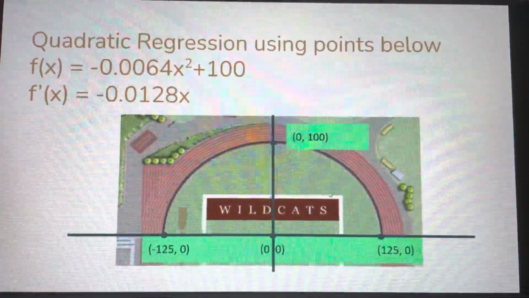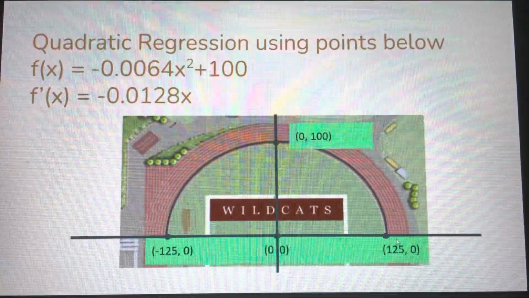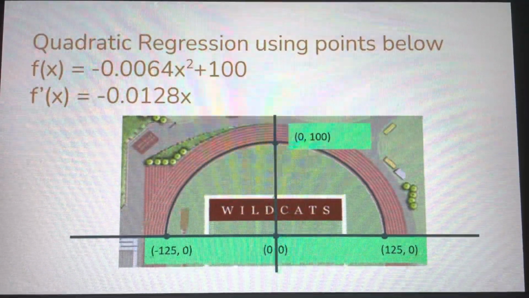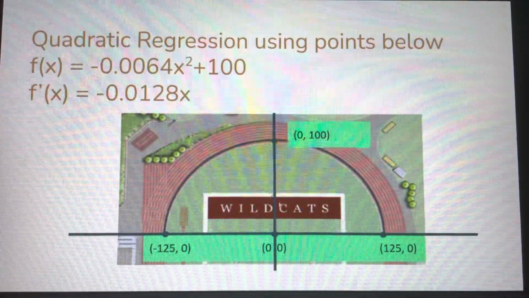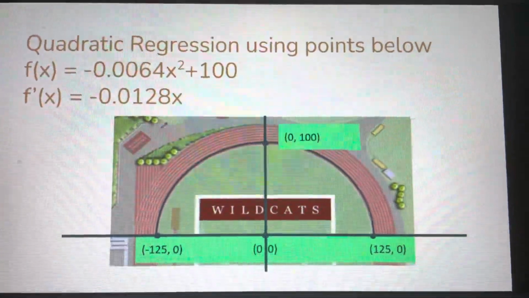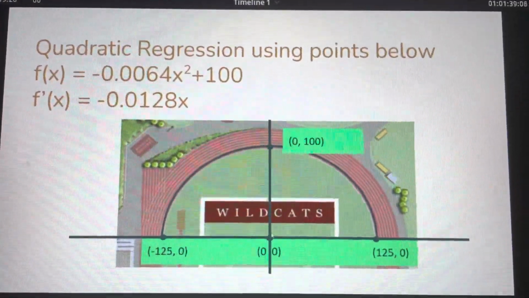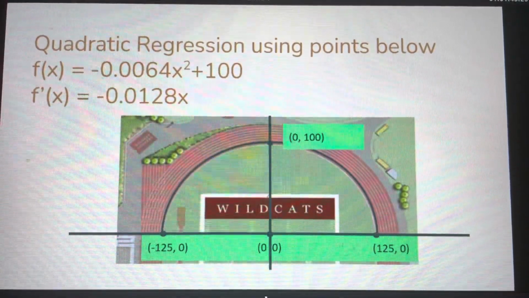In order to do this, we need to use quadratic regression using the points below. So I used (125, 0) and (-125, 0), using (0, 100) as the midpoint. And because the width is 250, I just set the origin at the middle and have them 125 feet apart.